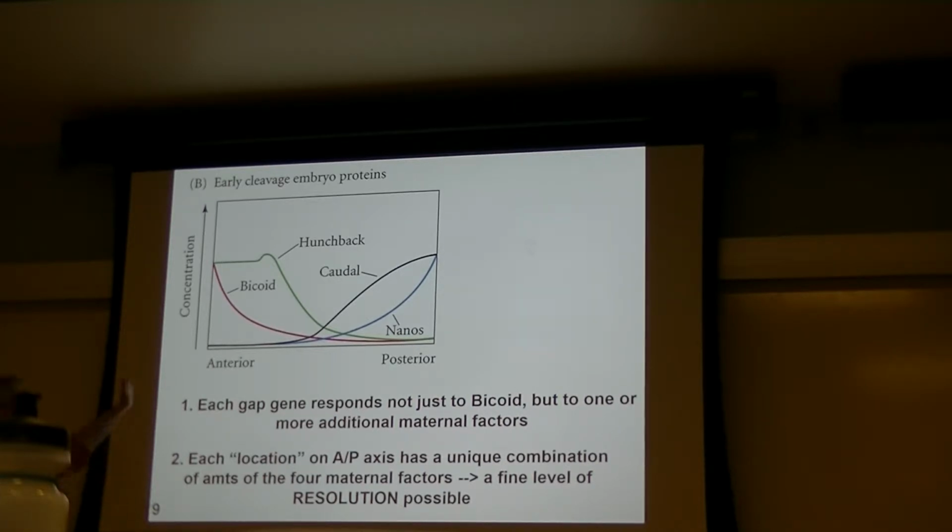And so these 4 gradients are all transcription factors, and they're all doing the same sort of thing as I just told you about for bicoid. And so this gives us a lot of fine maneuverability to turn on gap genes within these sharp expression domains. Okay, so each location on the anterior-posterior axis has a unique combination of maternal products and therefore gap gene expression. Yeah?